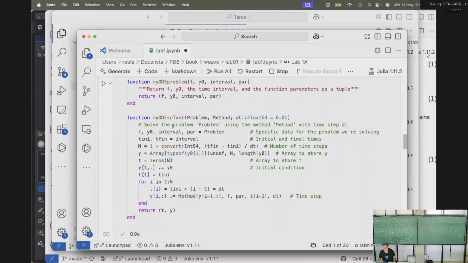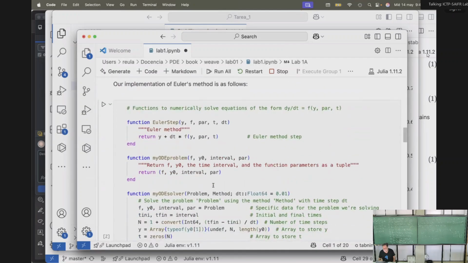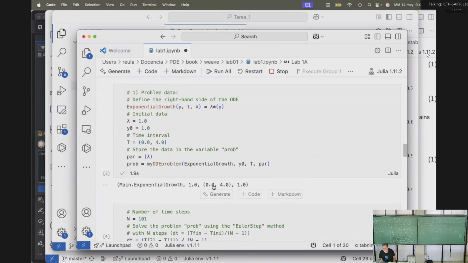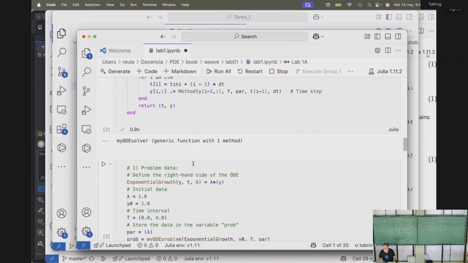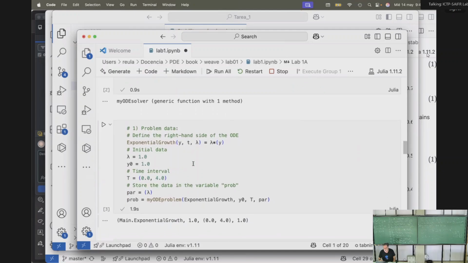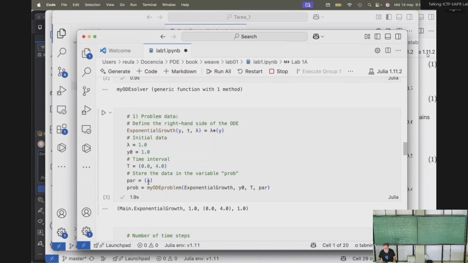And you have here the solver. That was a problem, this is a solver. And the solver has the same structure as this. But now, instead of having the Euler step, you have the method. So you have to give the method. The method is how you go from one step to the next. So you can apply it to the exponential growth. The parameter here is just lambda, and you have this.